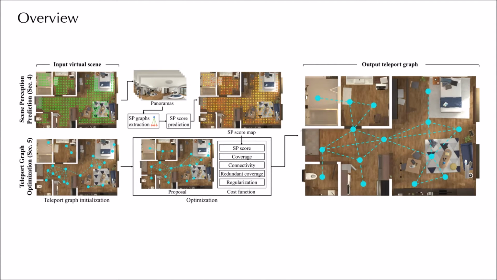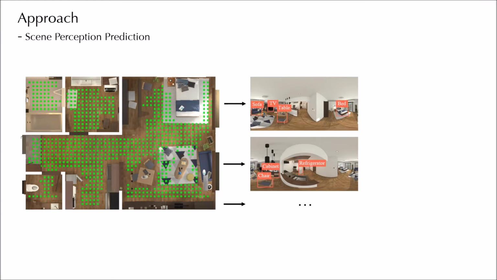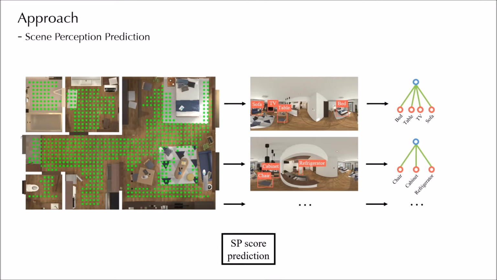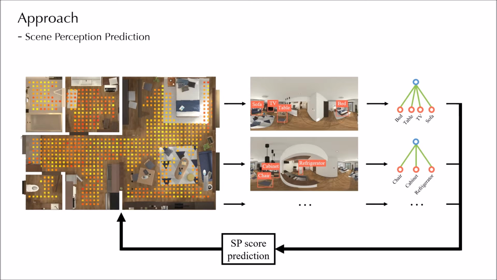Here is an overview of our approach comprising a scene perception prediction stage, and a teleport graph optimization stage. In the scene perception prediction stage, our approach first samples positions densely in the free space, and synthesizes a panoramic image at each position. Scene perception graphs are extracted from the panoramic RGBD images based on object detection results, and are passed to a GCN-based prediction model to generate their corresponding scene perception scores to build a score map. These scores indicate the desirability or human preferences of their corresponding positions.